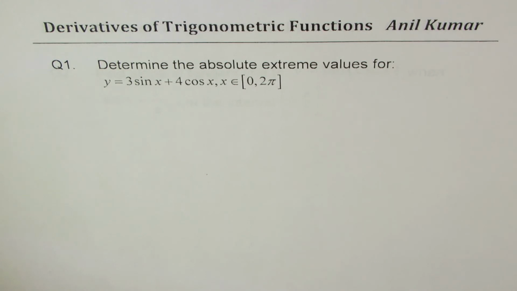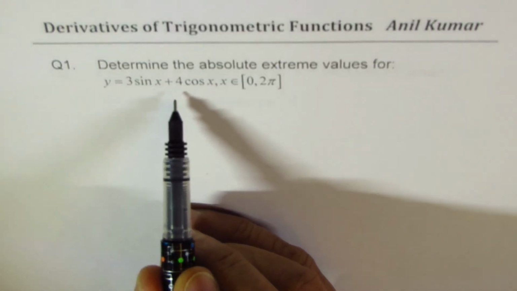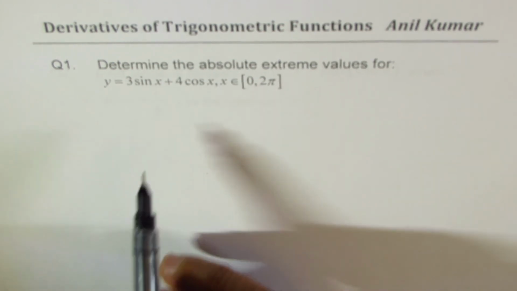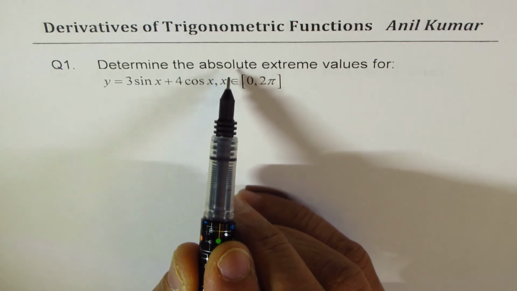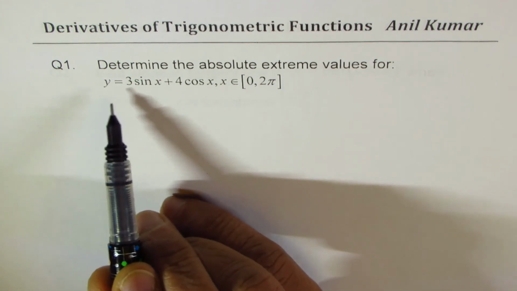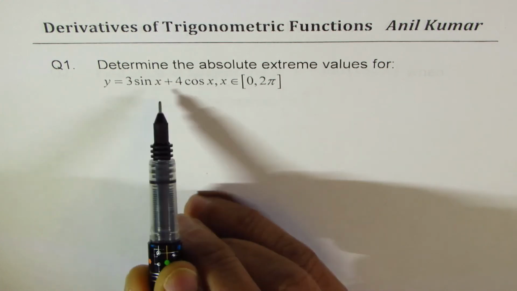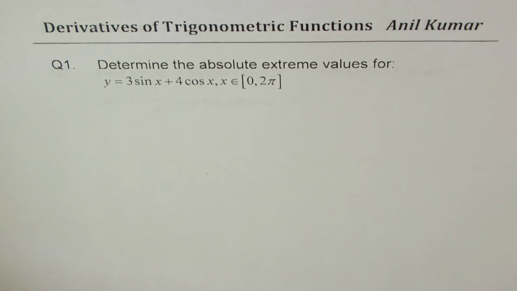So let's do question number 1 first, which is determine the absolute extreme values for y equals 3 sine x plus 4 cos x, where x is between 0 to 2 pi. To find absolute extrema, we have to find the value of the function at 0, at 2 pi, and at critical points. So let's first find the critical number, right?